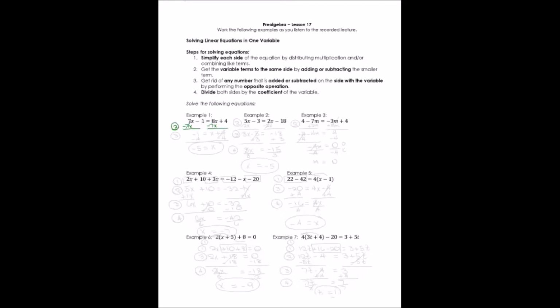What I end up with is negative 1 is equal to 1x, or just x, plus 4. Now, isolate the variable term. That's step 3. I'm going to get rid of this plus 4 by subtracting it from both sides. I end up on the right with just plain old x. On the left, I have negative 1 minus 4, negative 5. And that is the end. That's my answer.